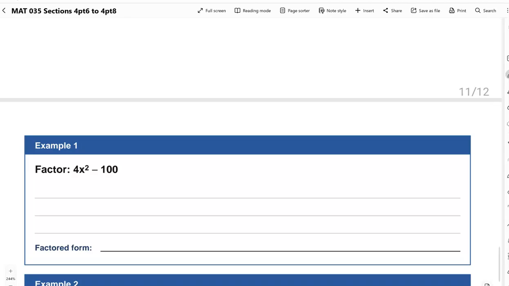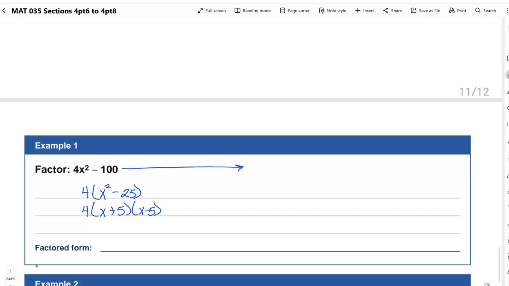So let's do a few more. We have 4x squared minus 100, and we want to factor this. So we could think about what these two have in common. They do have a 4 in common. That's going to leave us with an x squared minus 25. And this guy is a difference of squares. That's going to leave us with x plus 5 times x minus 5.